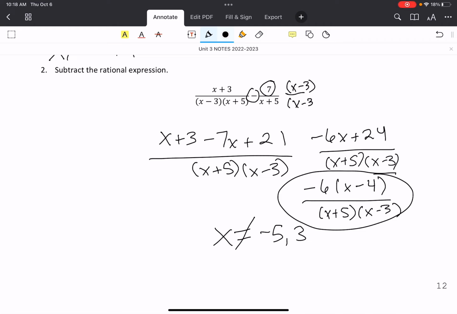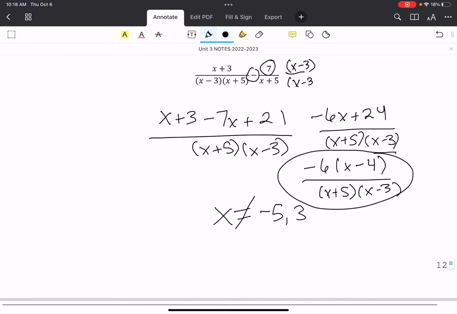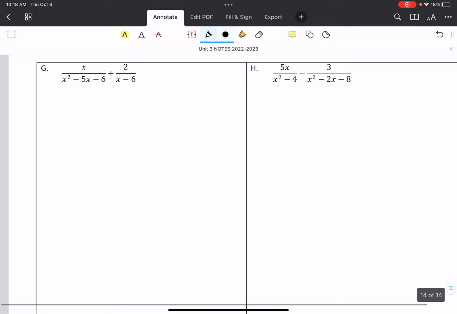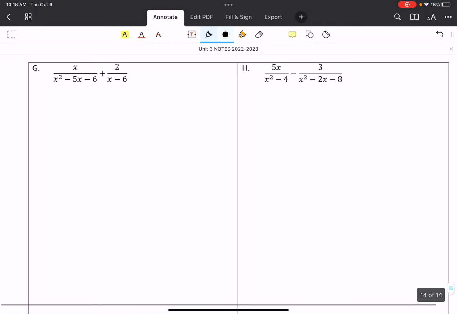Any questions on any of those steps? We're going to practice. I want to go over the last 2. So turn to G.